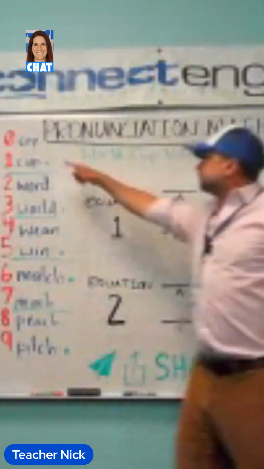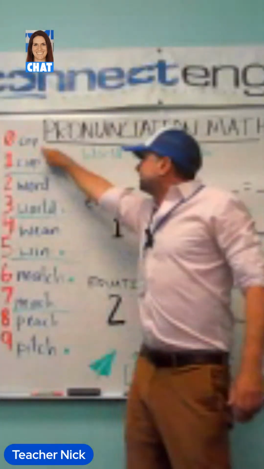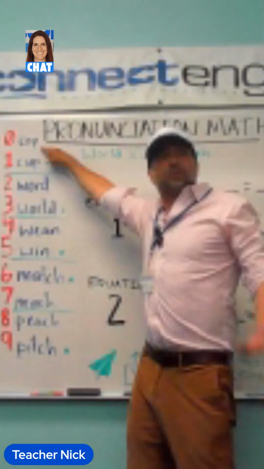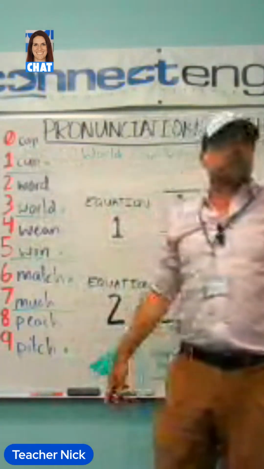All right, up here, word 0. We have 0, 1, 2, 3, 4, 5, 6, 7, 8, 9. Look at 0 at the top. What does this word mean? This is cop. What's it mean? Police. It's another word for police.